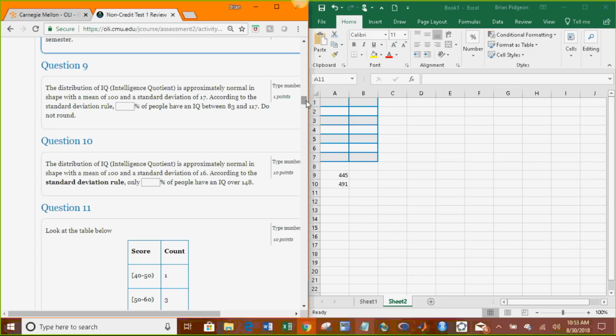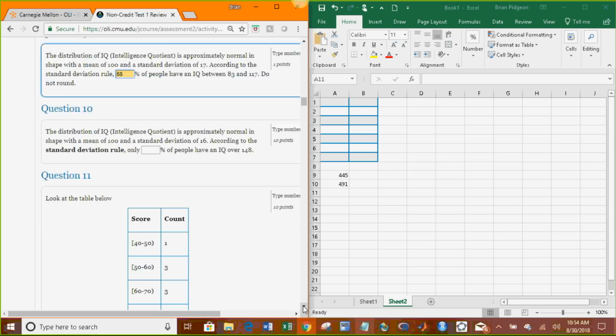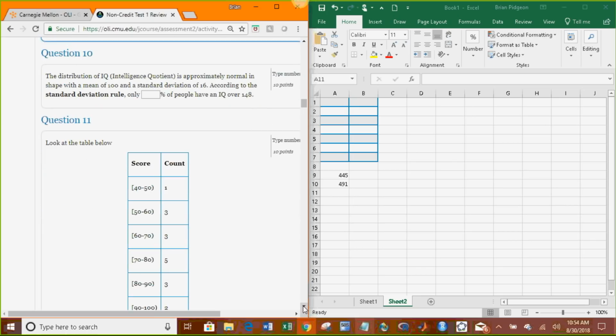Question 9. The distribution of IQs is approximately normal in shape with mean 100 and standard deviation of 17. According to the standard deviation rule, blank percent of people have an IQ between 83 and 117. I'm not going to do this one in Excel just because we just did the question involving 68%. So if you look and see your mean is 100 and your standard deviation 17, one standard deviation above that mean is 117, and one standard deviation below is 83. So the standard deviation rule tells us that's going to be 68%.